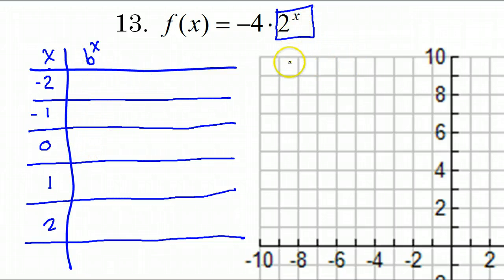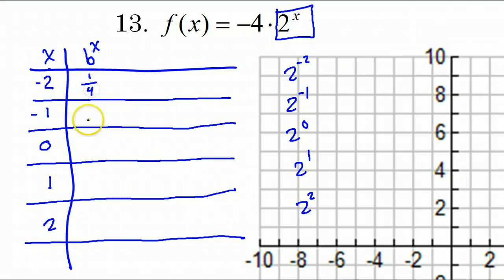So if I do 2 to the x power, in other words, 2 to the -2 power, 2 to the -1 power, 2 to the 0 power, 2 to the 1 power, and 2 to the 2 power, like we've seen many times, we're going to get 1/4, 1/2, 1, 2, and 4.